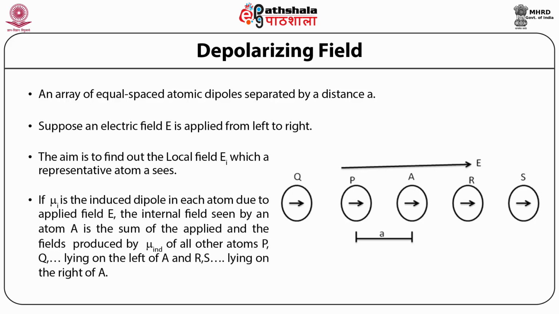If μ is the induced dipole in each atom due to the applied field E, the internal field seen by atom A is the sum of the applied field and the fields produced by the induced dipoles of all other atoms, P and Q lying on the left of A and R and S lying on the right of A.